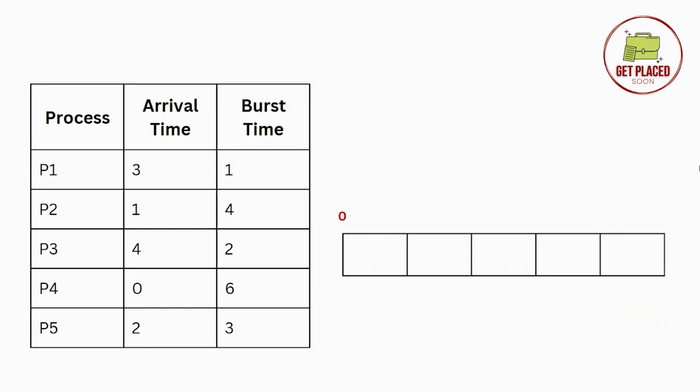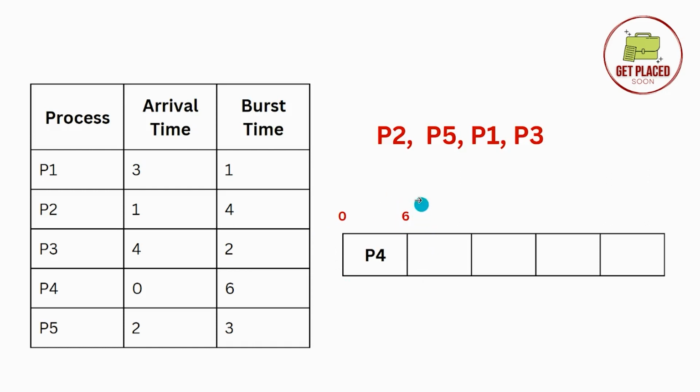Getting started, the first thing we are supposed to do is to draw a Gantt chart. It always starts with time 0. At time 0 there is only one process available, that is P4, and the burst time for P4 is 6. From 0 to 6, as it is non-preemptive, we cannot stop. So from 0 to 6, P4 will be executed.